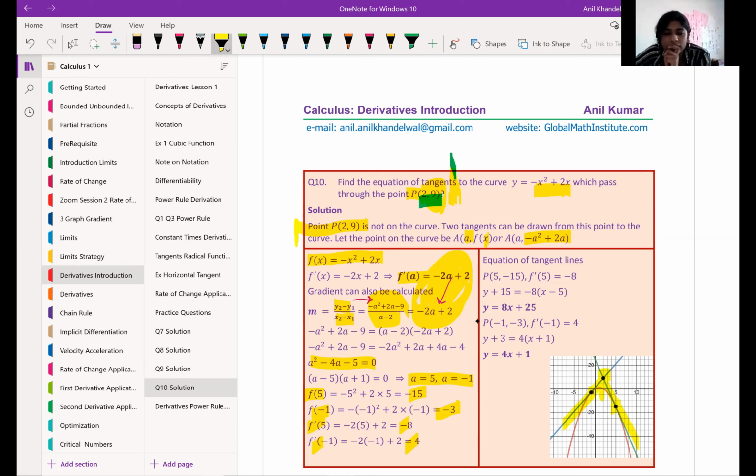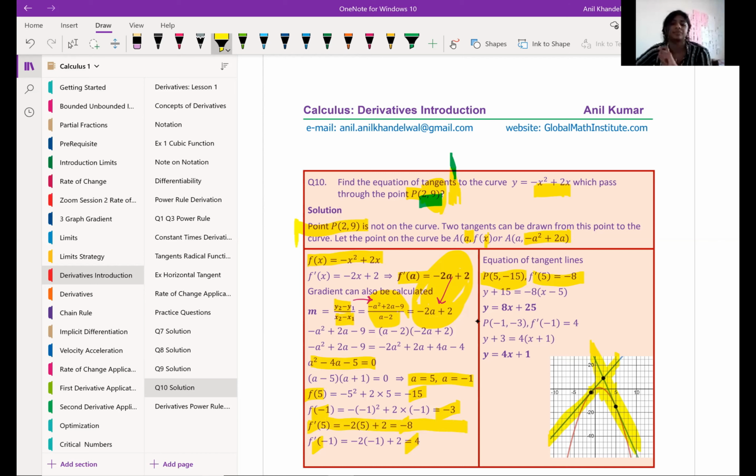So what we know here is, let's consider one particular line. For this particular line, we know that the point is 5, minus 15, and the derivative, this is for the line which is going downwards. So for this particular line, we know at 5, the y value is minus 15, and the derivative is minus 8 as we calculate.